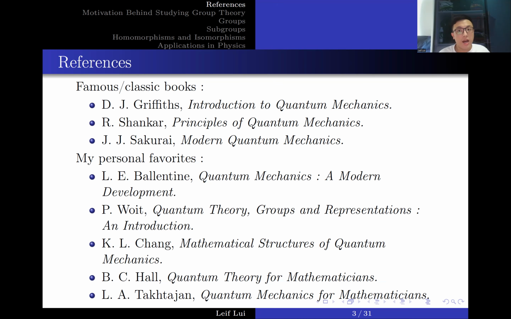And the final two books I rarely use, but I would still recommend, because they are very similar to Voigt's book in the sense that they are very, very mathematically rigorous, as you can tell by the names Quantum Theory for Mathematicians by Hall and Quantum Mechanics for Mathematicians by Takhtajan. And these two books are very similar, but I guess the way that they introduce the topic is different.